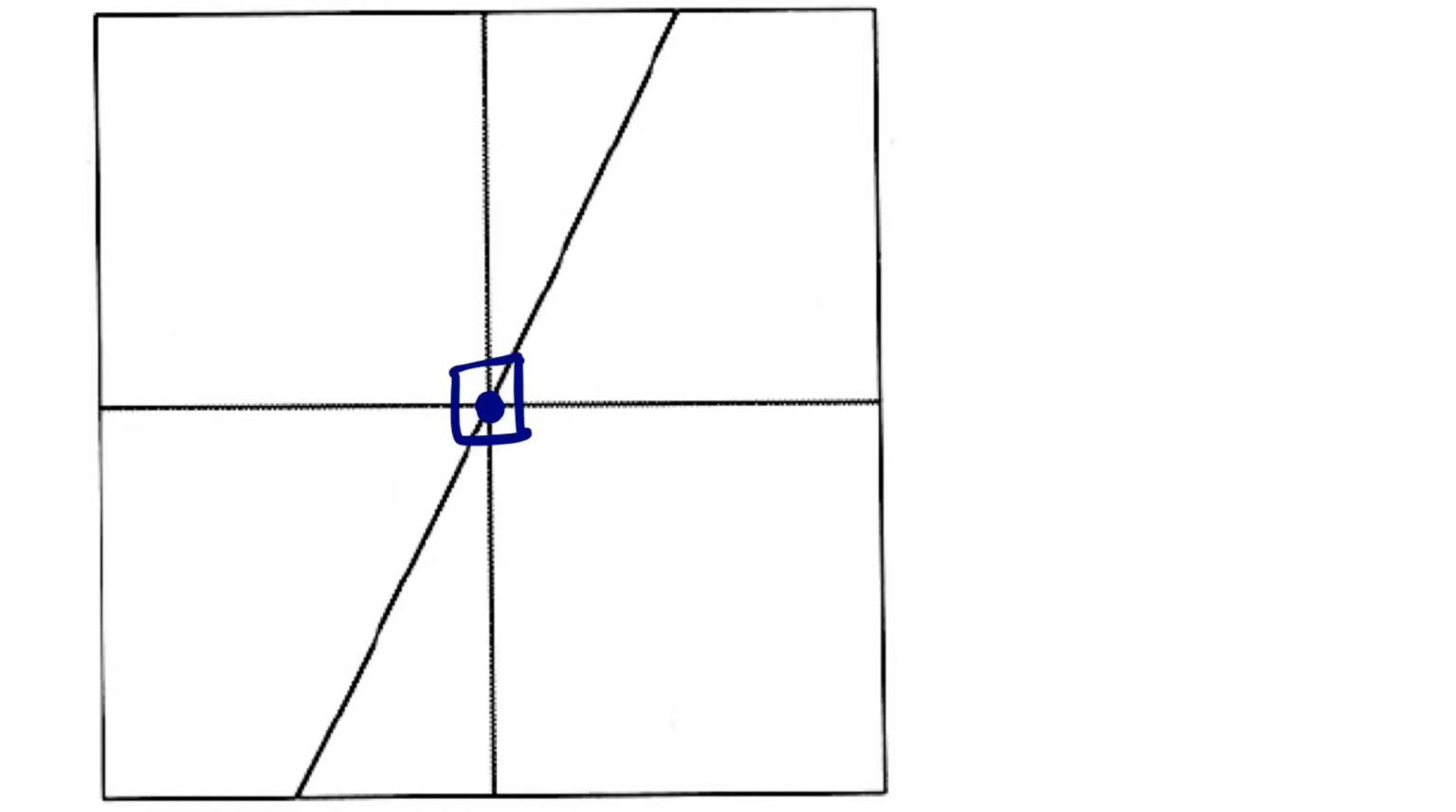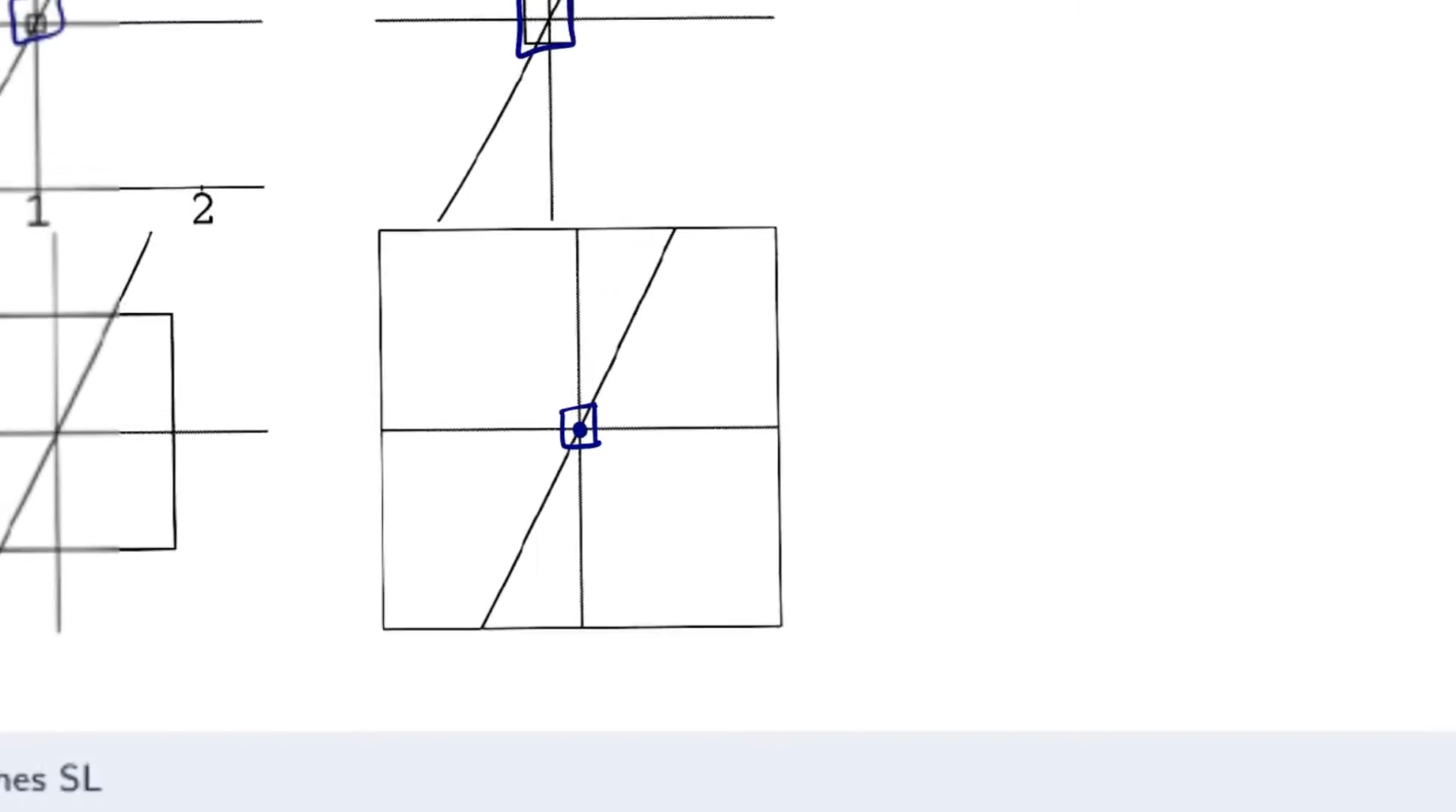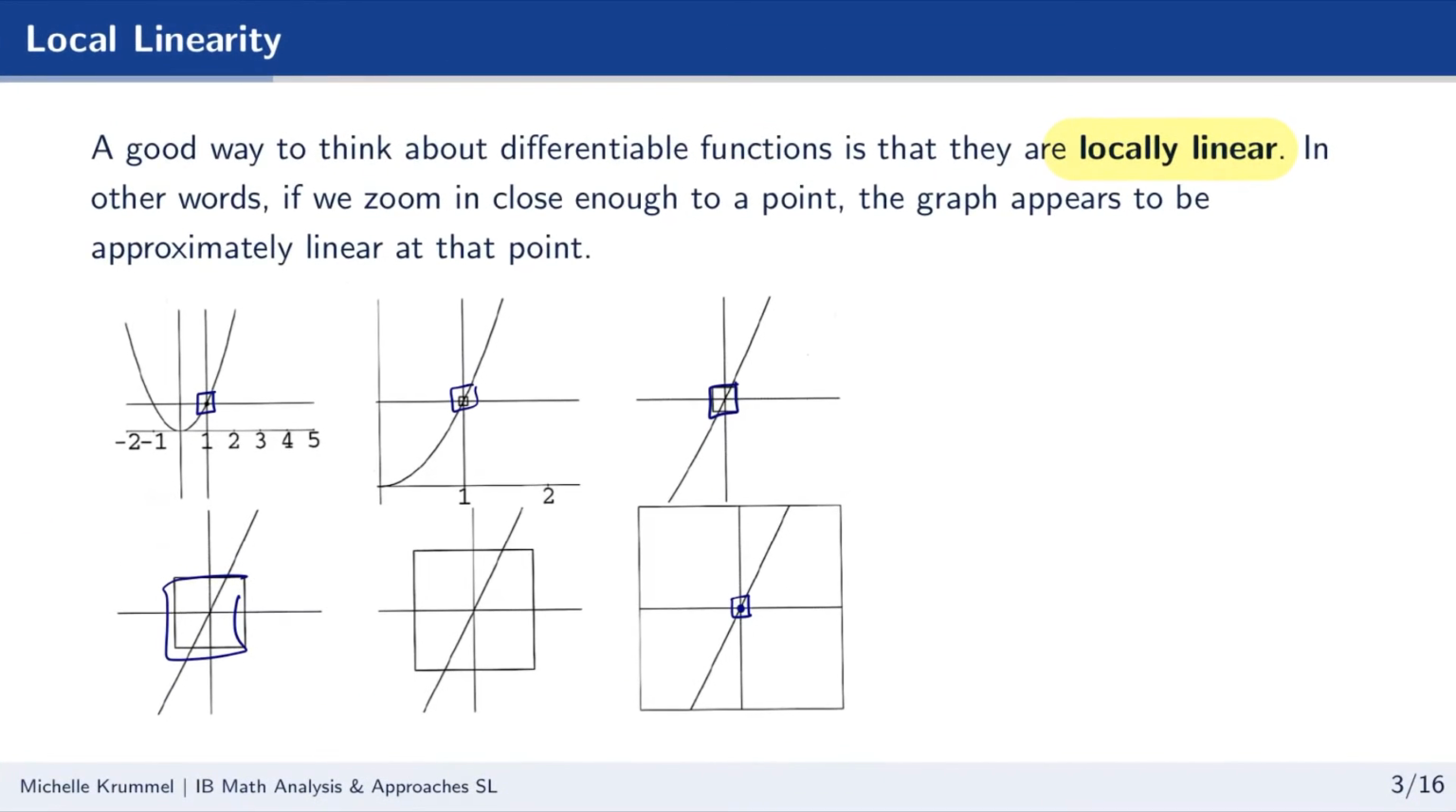And what line is it going to look like? Well, it's going to look like the tangent line at that point. It'll be indistinguishable from the tangent line at that point. That's what we mean by locally linear. If we zoom in close enough, the graph is going to appear to be linear. It's going to behave as though it were linear.